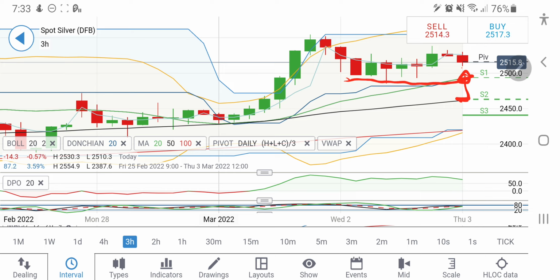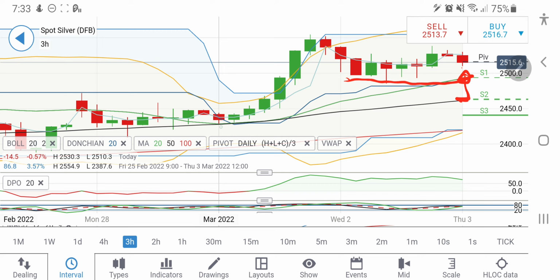Long position above 2540, where you can expect 2550 as the first target, then 2580, 2600 plus levels will come into picture. Below 2490 you can expect it to drop a little. The next target is towards 2480 first support, and then 2460 will come into picture. Below that it will definitely drop towards 2440 and 2400 levels. So take your positions accordingly on silver.